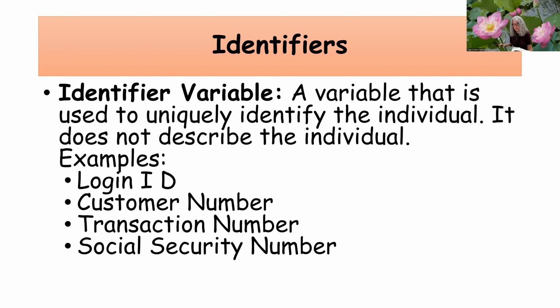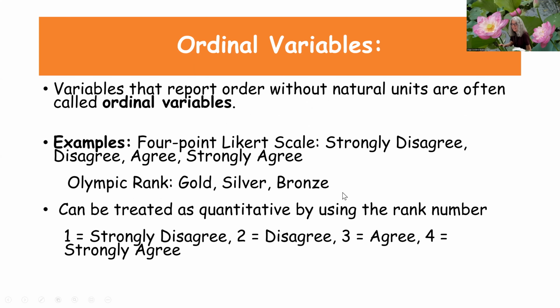Identifier variable: a variable that is used to uniquely identify the individual. Login ID, customer number, transaction number, social security number. All of these are identifier variables. Then ordinal variables report order without natural units. For example, we get this a lot: how much do you like this? How much do you strongly agree, disagree? So there is an order. And there is a whole course on categorical data which talks about ordinal data.